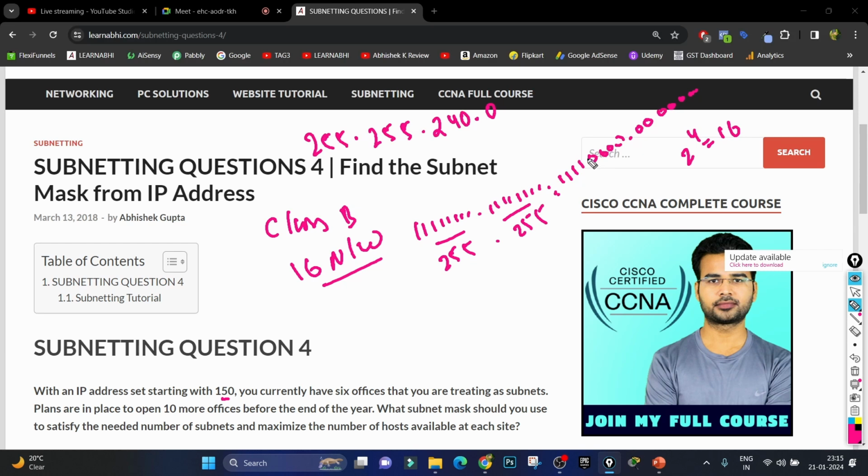If you calculate the value, here you will find 2 to the power 7, 2 to the power 6, 2 to the power 5, 2 to the power 4. Or you can find this value: 2 to the power 0, 1, 2 and 3. How much are you getting? 1, 2, 4, 8. 8 plus 4 is 12, 14, 15. So 255 minus 15 is equal to what? 240.